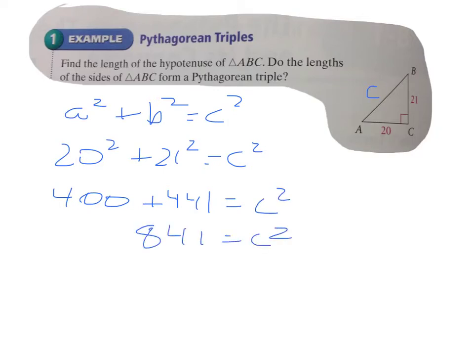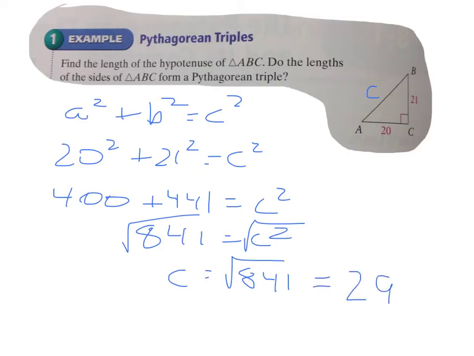So 841 equals c squared. Now in this one, we're going to take the square root of both sides, and so c equals the square root of 841. We need to try for a perfect square that goes into 841, but on this one I would strongly suggest you just use a calculator and see if that is a perfect square. If you punch that in your calculator, you're going to get 29, so we do have a Pythagorean triple of 20, 21, and 29.